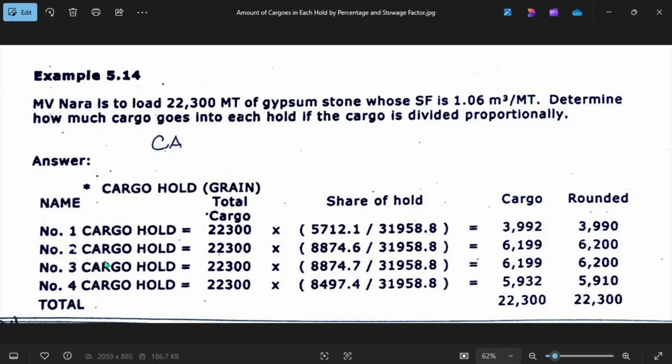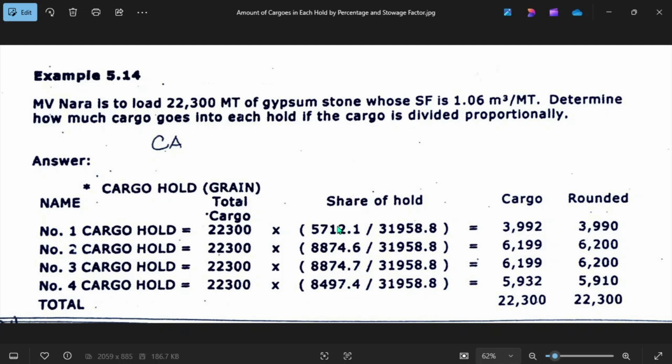So we have 4 cargo holds. The total cargo here is 22,300, and to get the percentage of each cargo, this is the formula. The hold capacity is, number 1 is 5712.1, and number 2 is 8874.6, and number 3 is 8874.7, and number 4 is 8497.4.